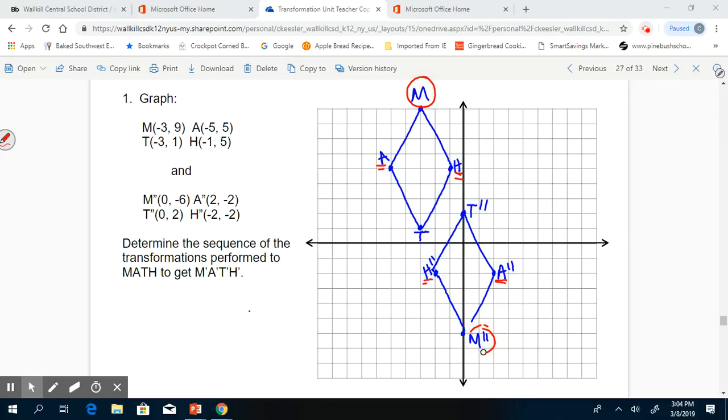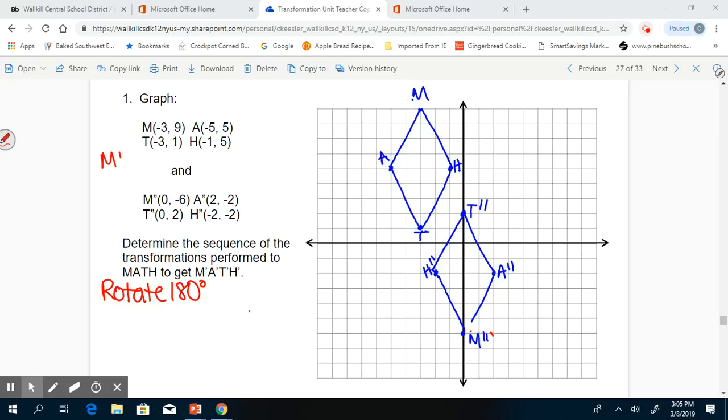So we're going to start by rotating our original figure 180 degrees. And hopefully you remember that the rule to do that is to change all the signs in the original figure. All right, so we're going to take our original MATH and we're going to rotate it 180 degrees in order to get our letters lined up the way we want them. So 180, we change both signs.